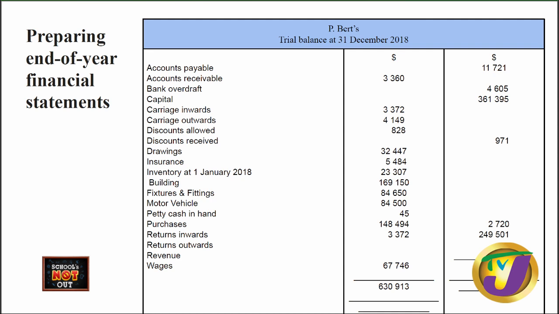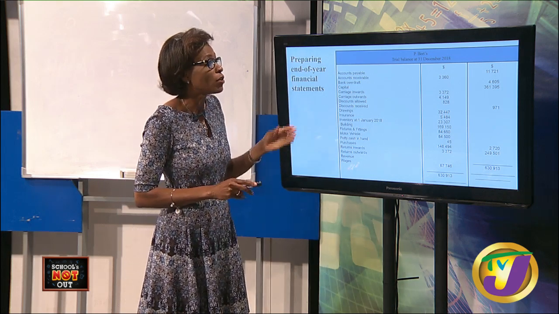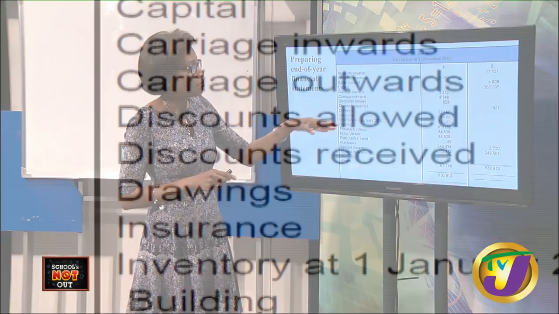We have our discount allowed, which we give customers to encourage prompt payment. It's like an incentive for them to come and buy from us. We have our discount received that we get from our suppliers, which is a revenue for us.